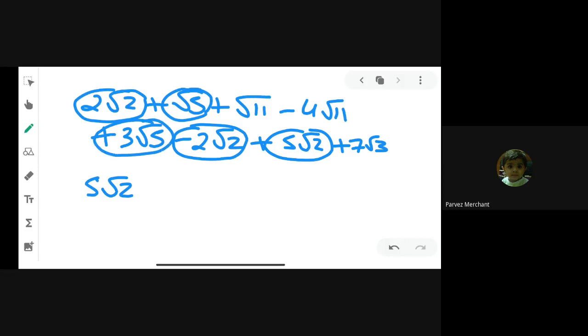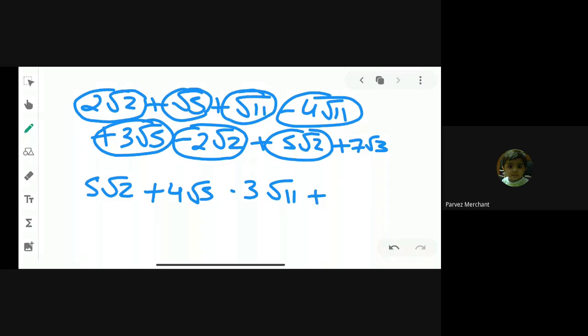Root 5 and 3 root 5 make 4 root 5. Now you can see root 11 and minus 4 root 11. These two are like terms, so 1 minus 4 means minus 3 root 11. And 7 root 3 we have to write down as it is, because we have no other term like root 3.